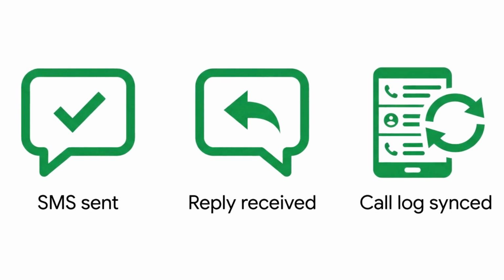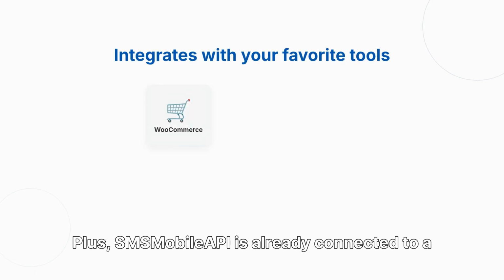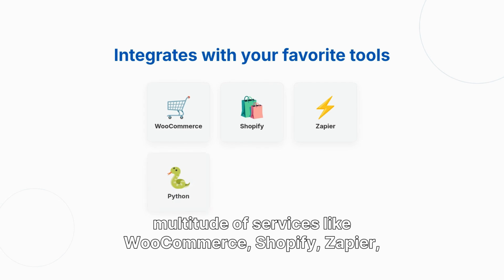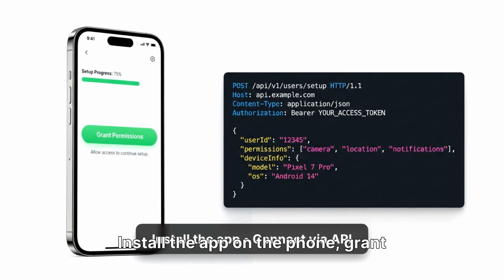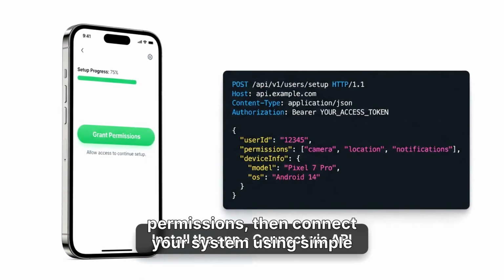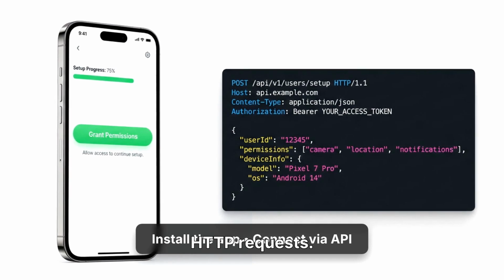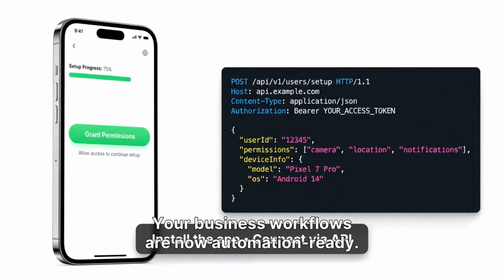Plus, SMS Mobile API is already connected to a multitude of services like WooCommerce, Shopify, Zapier, Python, Composer, and even ChatGPT. Install the app on the phone, grant permissions, then connect your system using simple HTTP requests. Your business workflows are now automation ready.